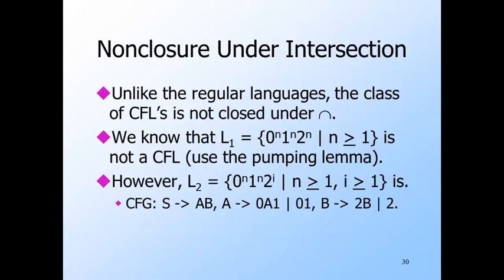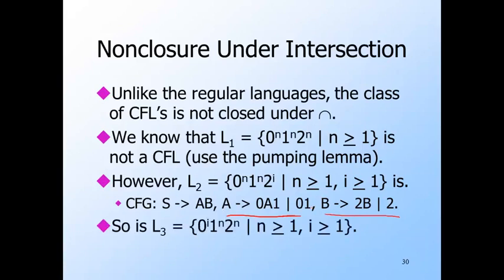This language is context-free, and here is a little grammar for it. The job of variable A is to generate zeros followed by an equal number of ones. We've seen this mechanism several times before, and B generates just any number of twos, at least one of them. Now let L3 be the set of strings in 0 star, 1 star, 2 star, with equal numbers of ones and twos and with any number of zeros. This language is also context-free, and the grammar for L3 uses the same ideas as the grammar we just showed for L2. But L1 is the intersection of context-free languages L2 and L3.